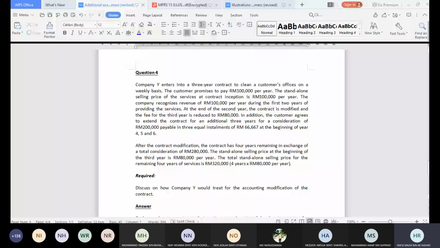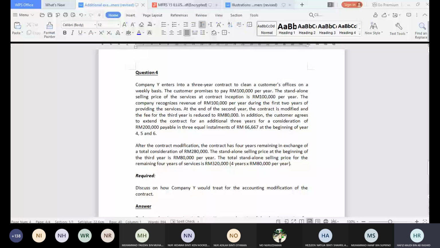But now, the third year has been reduced to 80,000, and the 3 more years have been charged at 200,000. So the total now is only 280,000. It is not reflecting the stand-alone selling price. Are they distinct? Yes, these additional services are distinct, but the price does not reflect the stand-alone selling price.